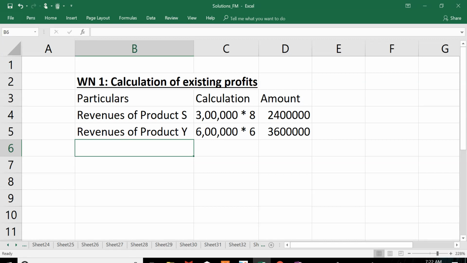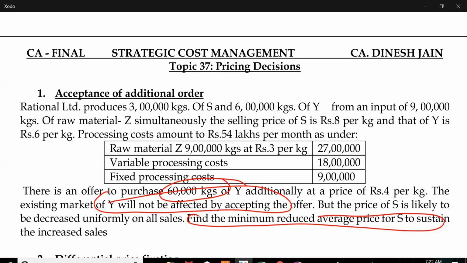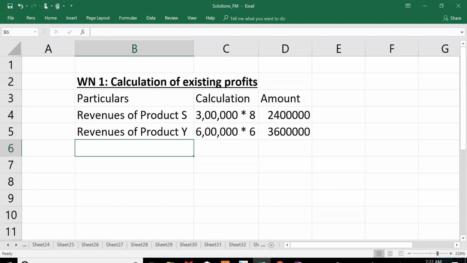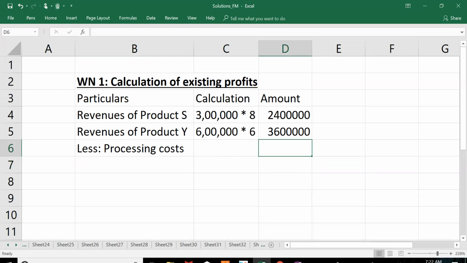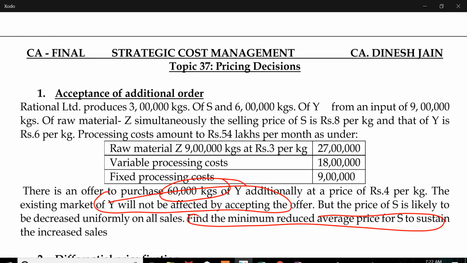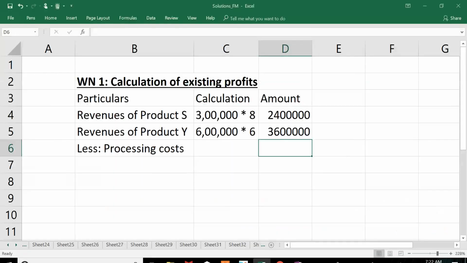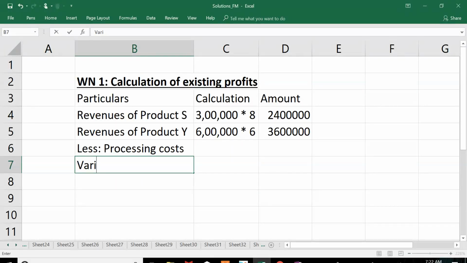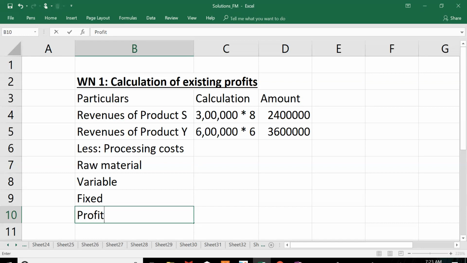Product S and product Y. Less processing costs. Variable raw material, variable, fixed and profit.